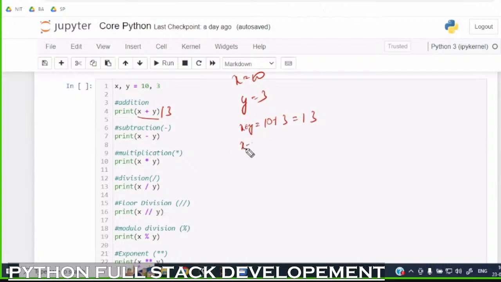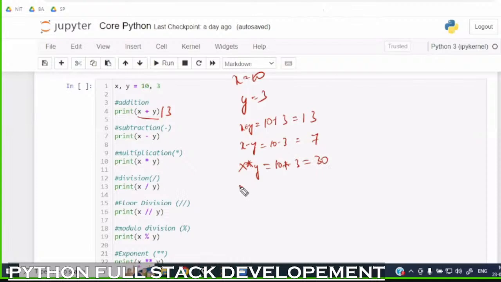Similarly, x minus y, that is 10 minus 3, which is equal to 7, and it is given by the minus symbol. Similarly, multiplication is given by x into y, which is nothing but 10 into 3, which is 30.